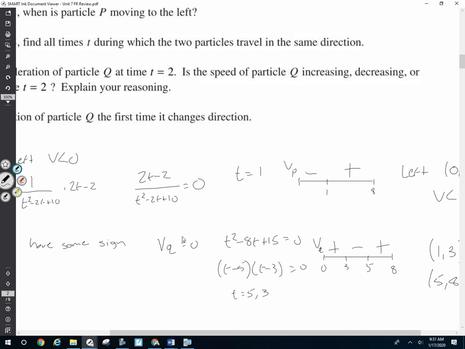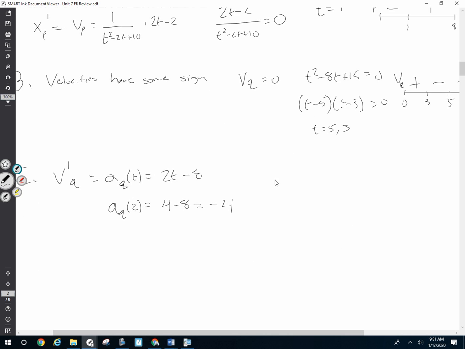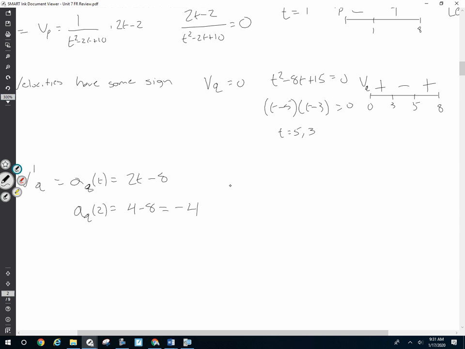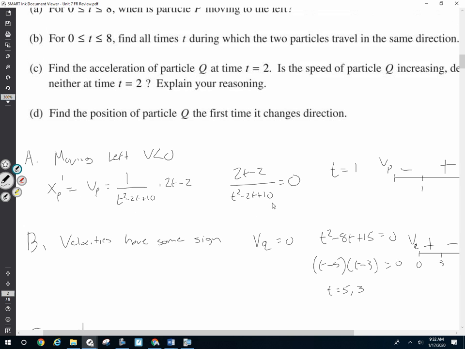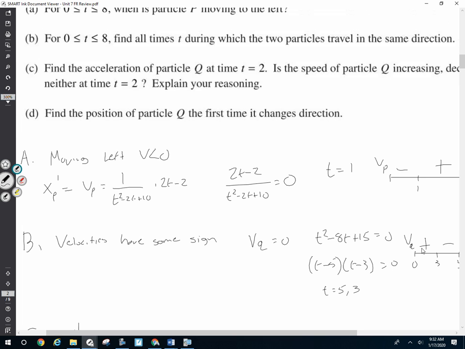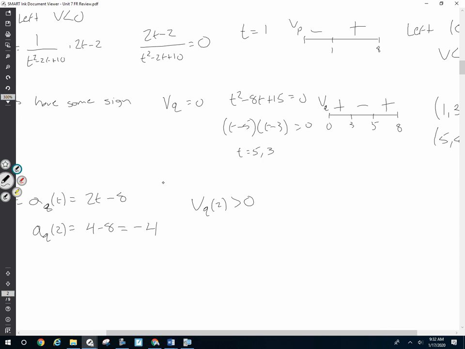The speed of the particle Q, increasing, decreasing, or neither at time t equals 2. Well, I know from part B, v of Q at 2 is positive. I did that analysis here. So since the velocity is positive and the acceleration of the particle is negative, that means my velocity values are decreasing from positives to less positives. Signs are opposite. You got velocity going in one direction, acceleration going in the other direction. Your speed is decreasing.